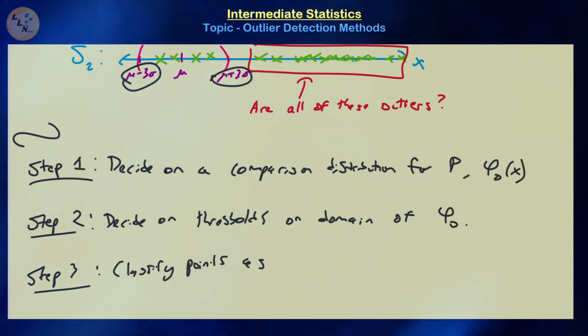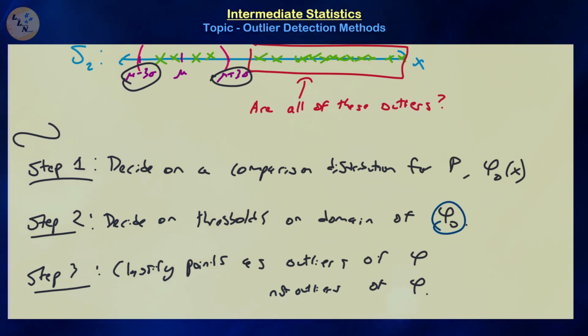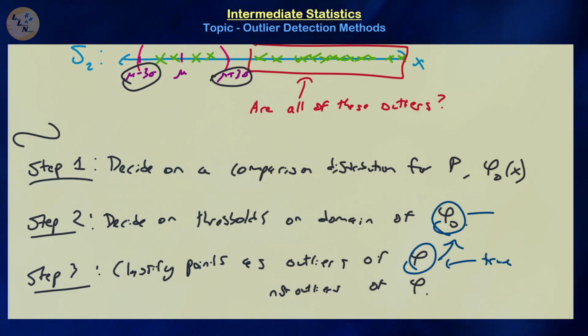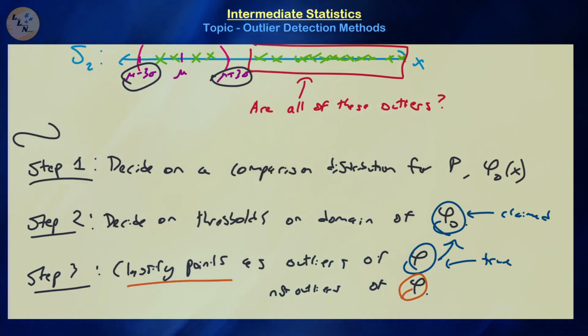Once we decide our thresholds, step 3 will be to classify points as outliers of our distribution phi and not outliers of phi. Notice I'm changing the notation a bit here. Phi 0 is the claimed distribution. Phi is the distribution that this phi 0 is trying to approximate, so this is the true distribution. Phi 0 is the null hypothesis, the claimed distribution of the population, because technically we'll never know the exact distribution phi. But once we classify points as outliers or not outliers, technically we are still referencing the distribution that we're trying to model. So that's a basic strategy.